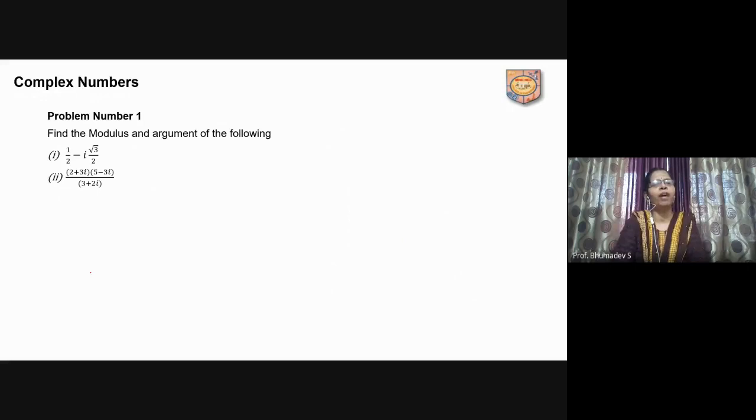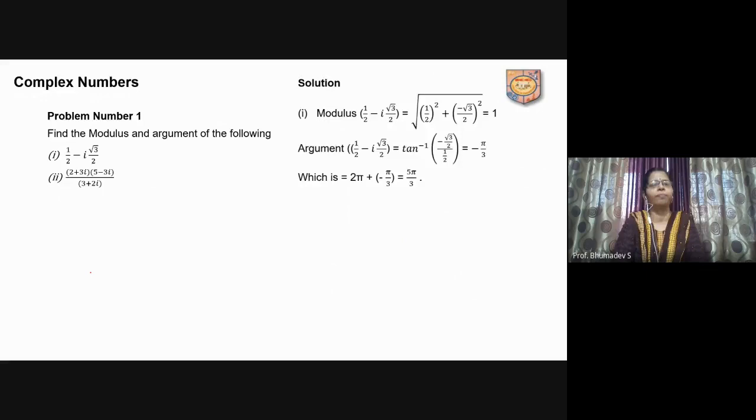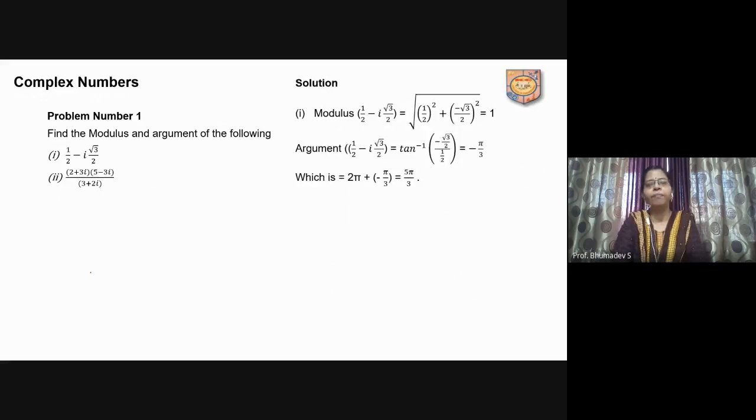Problem number 1: find the modulus and argument of the following complex numbers. For the first subdivision, the modulus of half minus i root 3 by 2 can be written as follows. In the place of x we have half, in the place of y we have minus root 3 by 2. By applying the formula for modulus, square root of half square plus minus root 3 by 2 the whole power 2, which if you simplify we get 1.